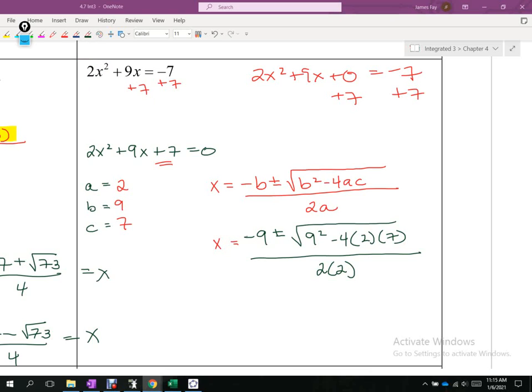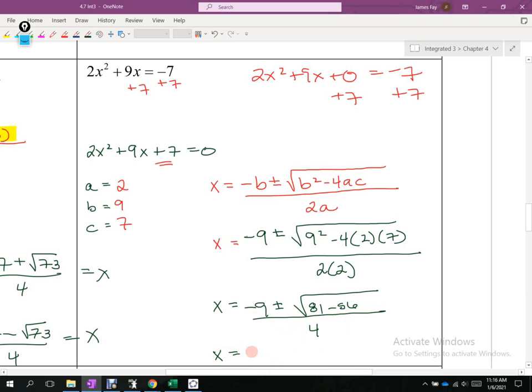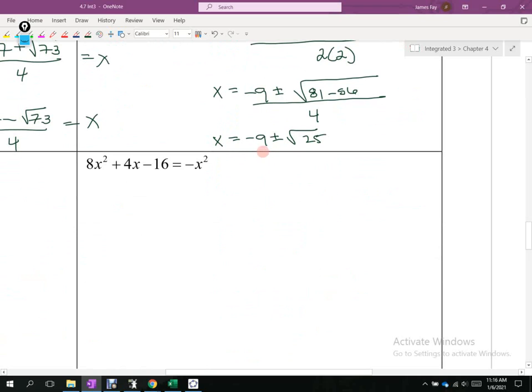So plugging everything in, we should get something that looks like that. Negative 9 plus or minus square root of 9 squared minus 4 times 2 times 7, all over 2 times 2, right? Okay. Now as we evaluate that, what's 9 squared? 81. What's 4 times 2? 8 times 7? 56. And then all over 4, right? What's 81 minus 56? 25. And that's all over 4, correct?